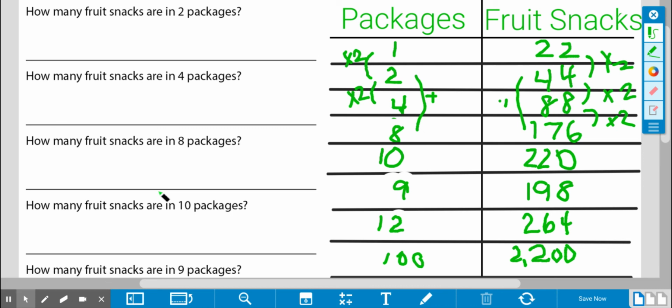All right. As you were working on that, hopefully when you looked back at your ratio table, you noticed that 110 would fall somewhere between 4 and 8, right? So it's more than 88, but less than 176. So I know it's going to be somewhere between 4 and 8 packages. So I kind of know what would be a reasonable answer. I'm left figuring out, looking at these numbers, well, what would make sense? How would I get 110?